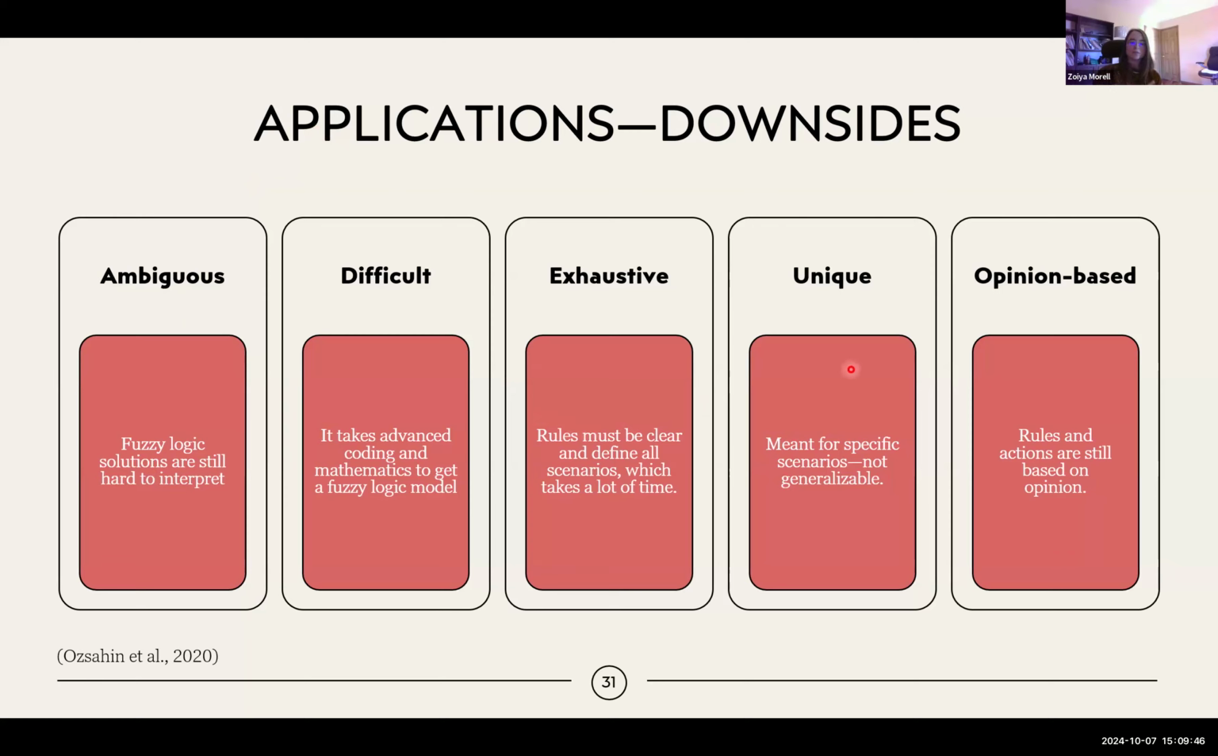It's meant for one specific scenario, and if you apply it to a new scenario, you have to set entirely new rules. And then finally, it's still opinion-based. Rules and actions are still based on what you think of the fuzzy set. What are the rules you set? What did you decide?